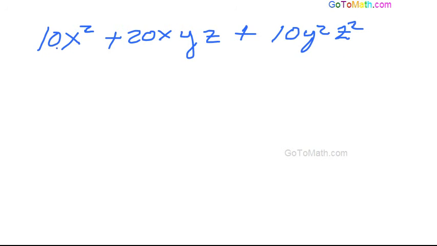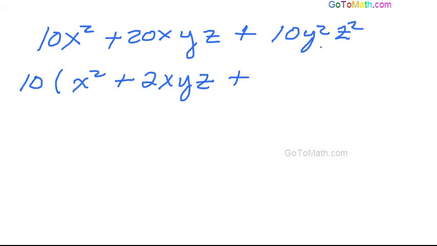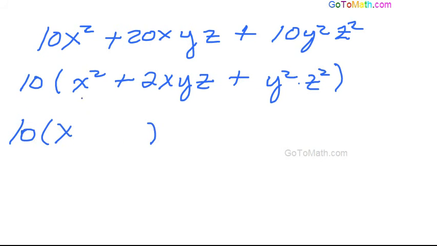Now before we really get started here, what we need to think about is can we factor a number out? And it looks like we can pull 10 out of here. So let's do that. So that becomes x squared plus 2xyz plus y squared z squared. Okay. So we got a y squared and a z squared. That ought to be some kind of clue. And we have an x squared.